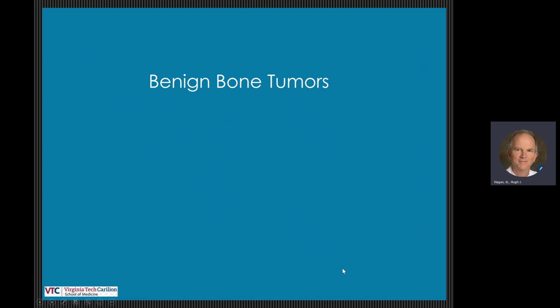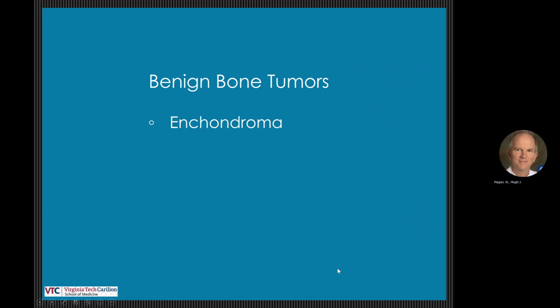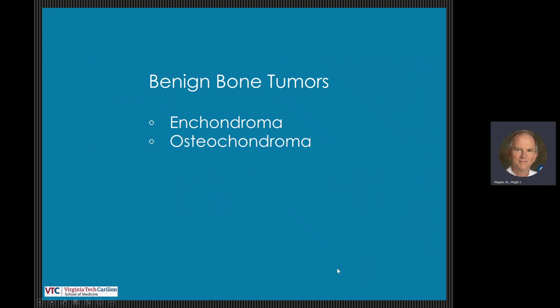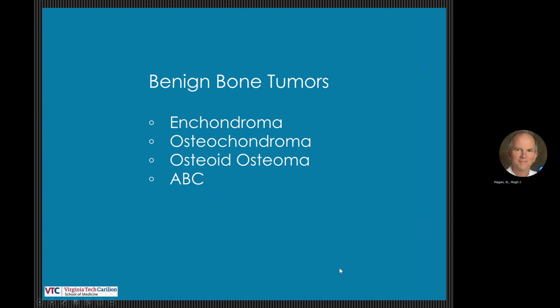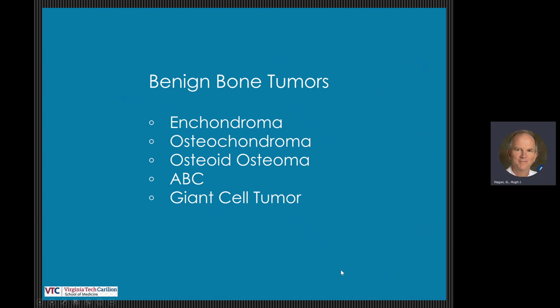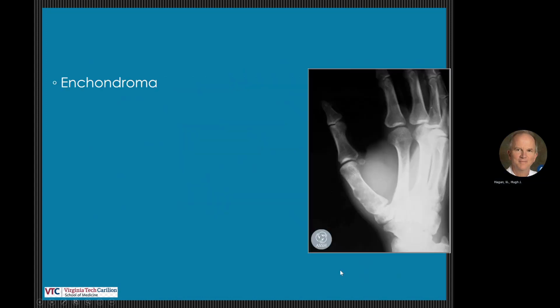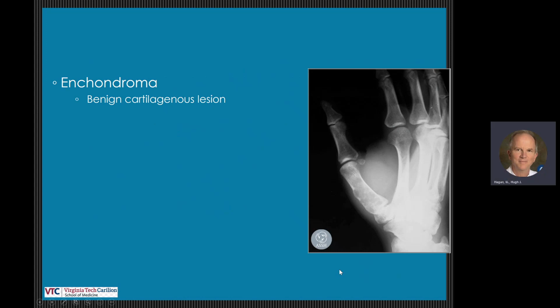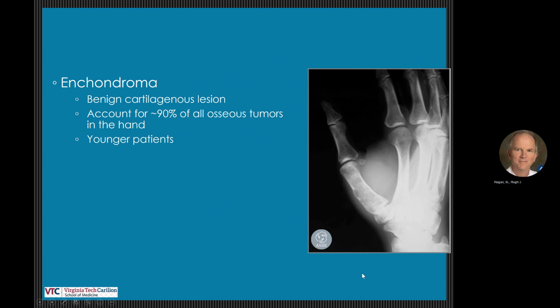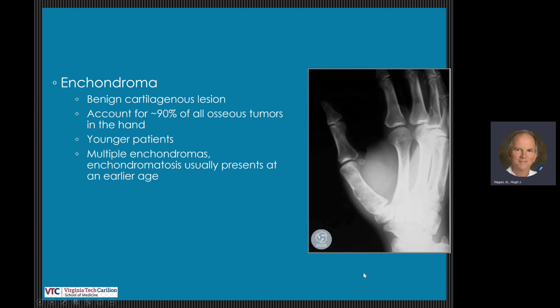So we will move now into benign bone tumors. These include enchondromas, osteochondromas, osteoid osteomas, aneurysmal bone cyst, and giant cell tumors of the bone. Enchondromas are benign cartilaginous lesions. They are intraosseous. They account for about 90% of all bone tumors in the hand. They are seen in younger patients often.